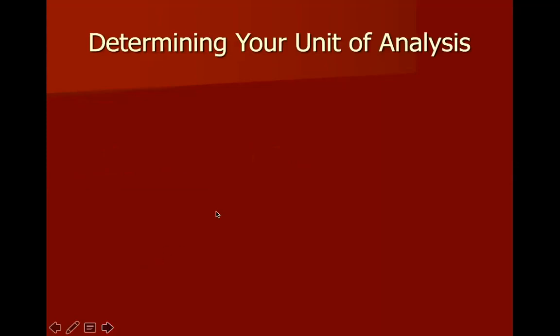And then the next thing is that you have to determine what your unit of analysis is. So are you going to study individuals? Are you going to study groups? Are you going to study organizations? Are you going to study social artifacts? An example is looking at memes. Okay, that would be a social artifact. Those are the four: individuals, groups, organizations, social artifacts. Media messages, movies, things like that are social artifacts. So these are typically the units of analysis for communication studies.